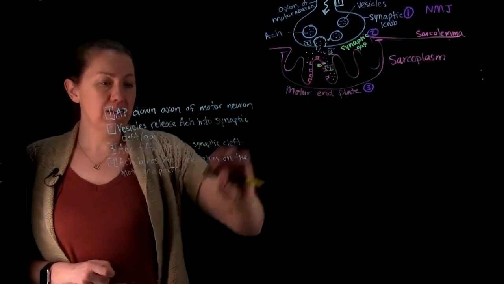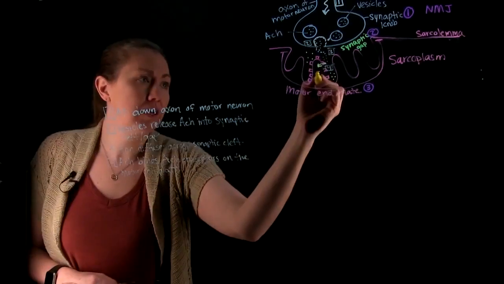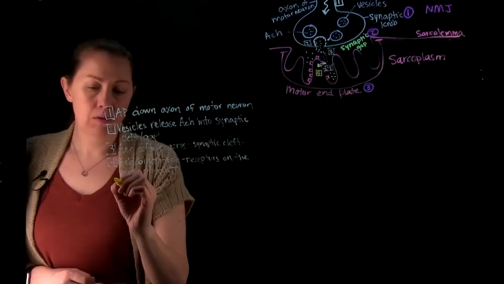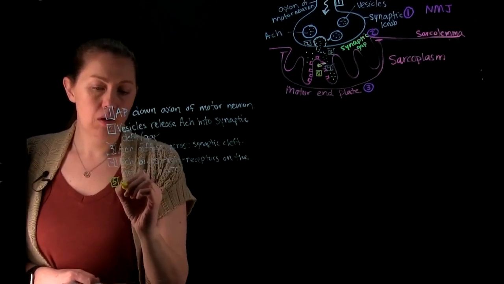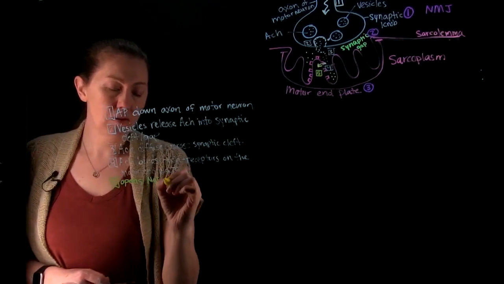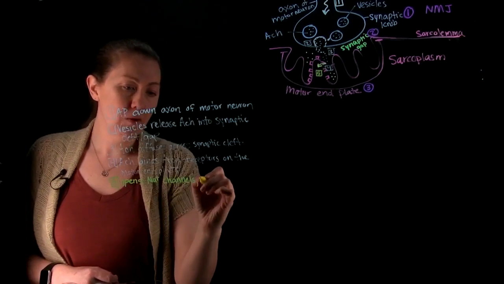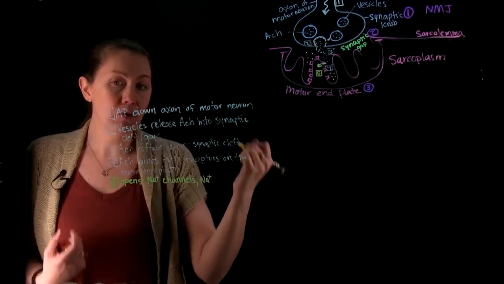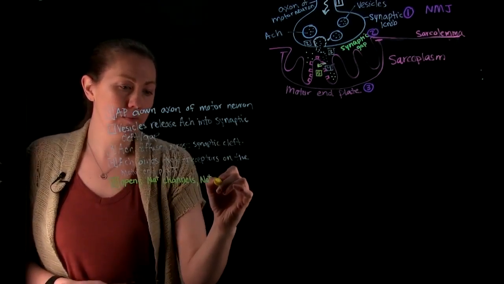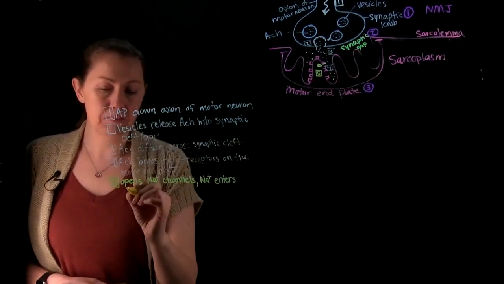So ACH binds to ACH receptors on the motor end plate. That opens, so 5 here, opens sodium ion channels. That means sodium's going to go in because it will always follow your concentration gradient. So specifically, it's entering the sarcoplasm.